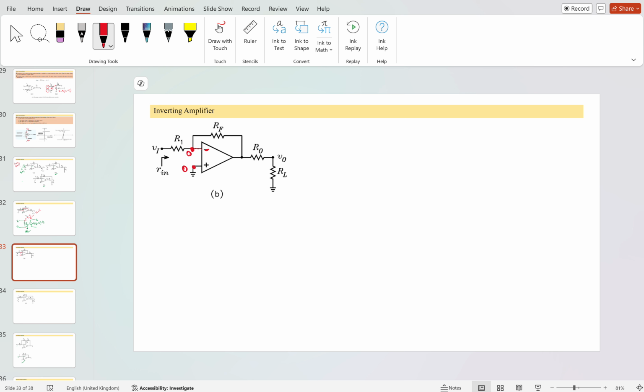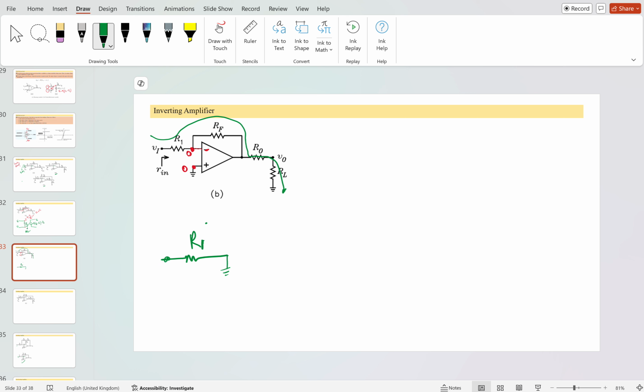Then you apply the KVL. If it is an inverting amplifier, apply the KVL in this loop, to find the value of V naught. So the circuit is simply like this, R1 here, and this is already grounded.